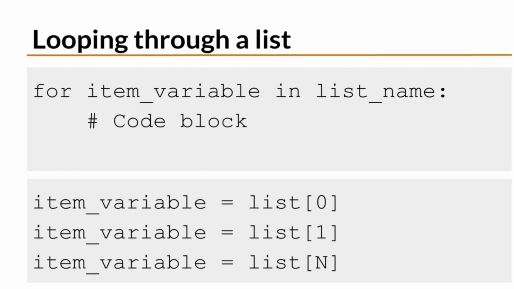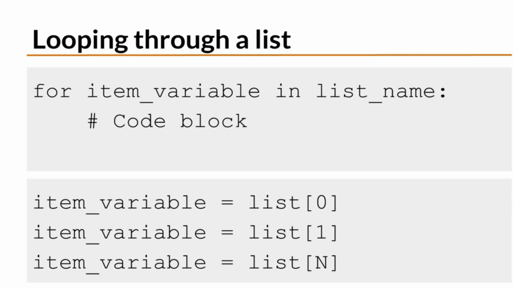If you want to perform some sort of action on every item in a list, use a for loop. The format is for item_variable in list_name: followed by a code block. Like if statements and function definitions, the for statement ends in a colon, and the code block that follows the for statement will be executed for every item in the list.